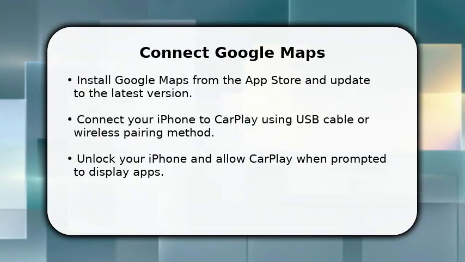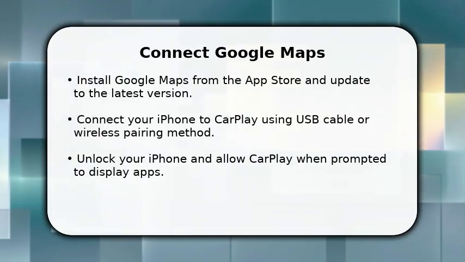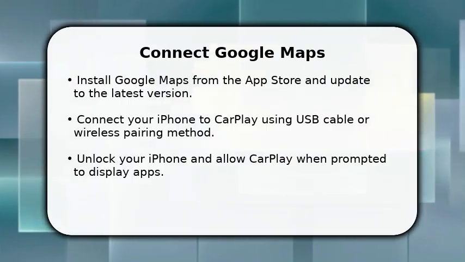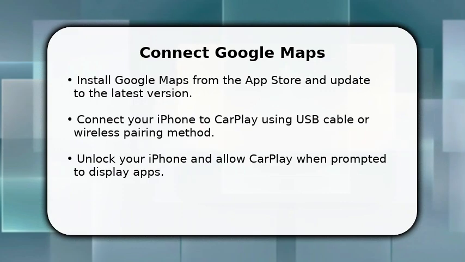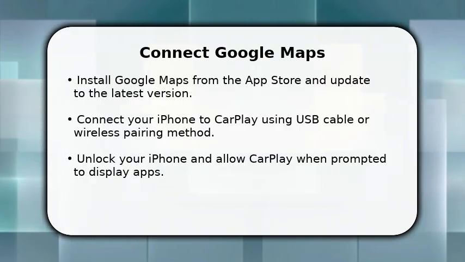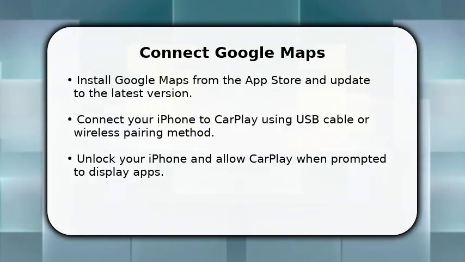If Google Maps does not appear, open Settings, tap General, then CarPlay to customize your app layout. Drag Google Maps into the CarPlay home screen to make it accessible in your vehicle. Open Google Maps on the CarPlay screen and tap the search field.